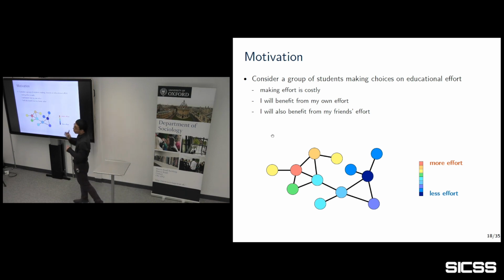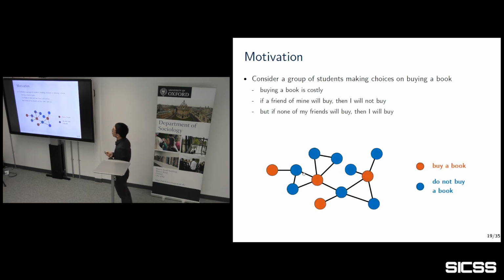They will follow a number of rules. The first rule is that making effort is costly for me, but I will benefit from my own effort. I will also benefit from my friend's effort because it's a collective study, a course project. If we have these kinds of rules, then the person will tend to put more effort if the friends of the person put more effort. One scenario could be this, where the colors define how much effort they want to put in. You see the person here puts in a lot of effort because many of his friends put in a lot of effort. The opposite is true for this blue guy.